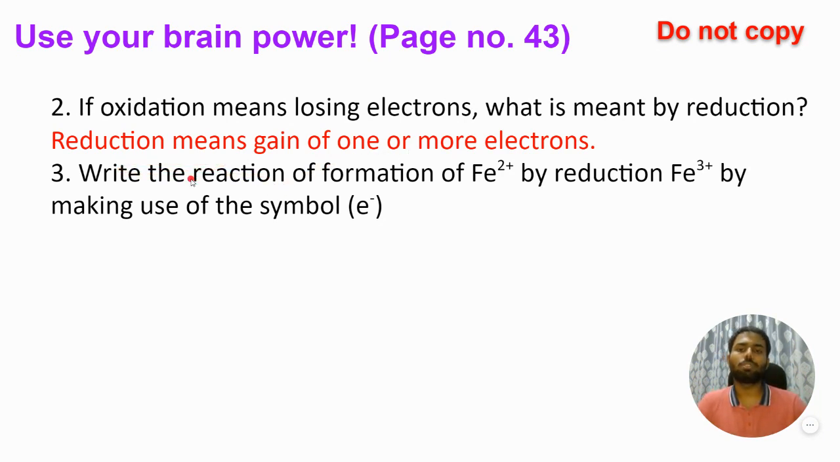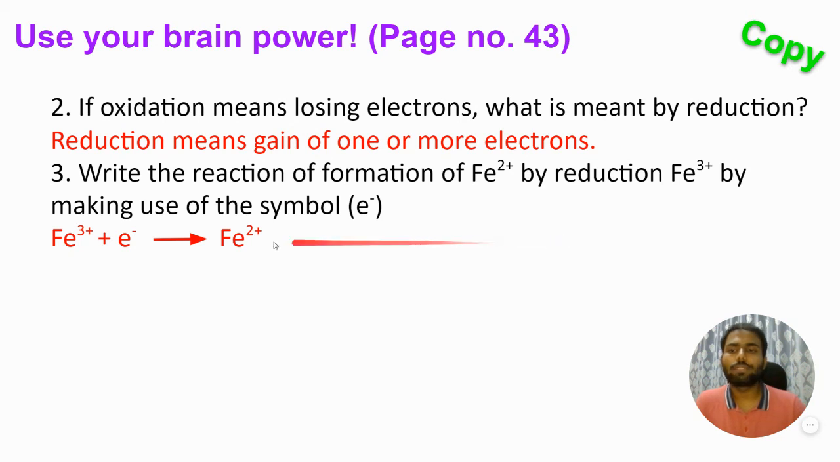Next, the answer to the third one. Write the reaction of formation of Fe2+ by reduction of Fe3+. So again, I had explained this when I was explaining the second definition of oxidation, but I did not write down the equation for you. So how will the equation look?